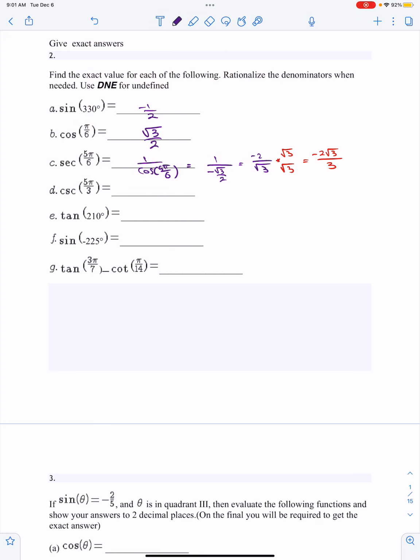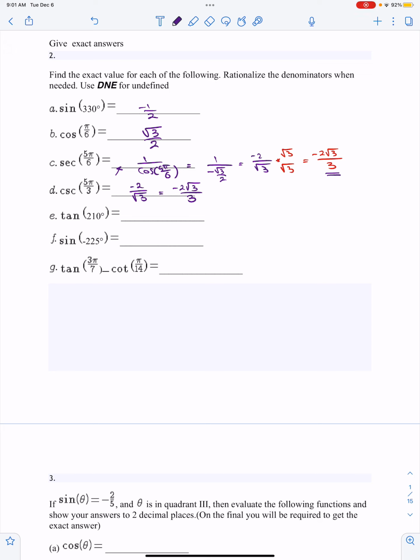Secant 5 pi over 3, it is the reciprocal of cosine 5 pi over 3, and we know that cosine 5 pi over 3 is equal to negative square root of 3 over 2. So it is the reciprocal. It is going to be negative 2 over square root of 3. So it's very similar to the previous step, which is, I can immediately say that it's the same answer. So it's negative 2 square root of 3 over 3 for the same reason. We don't like radicals in the denominator.